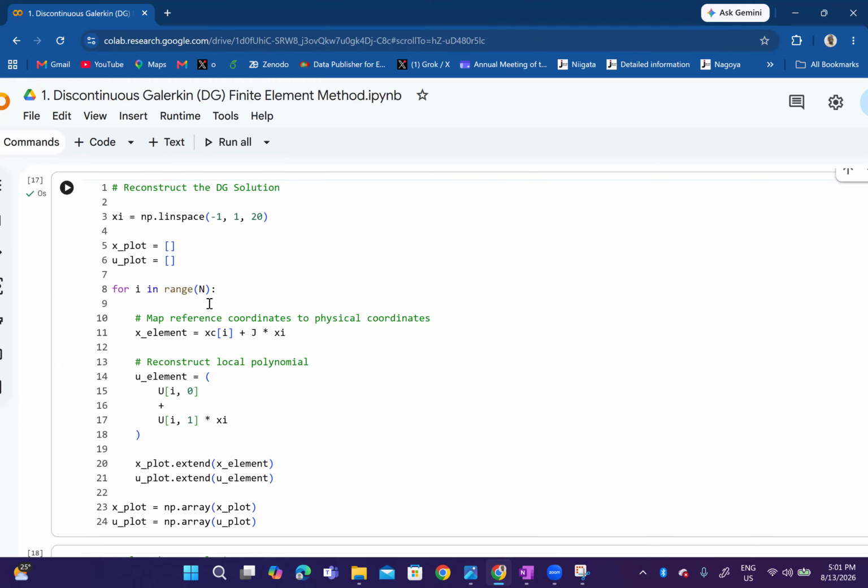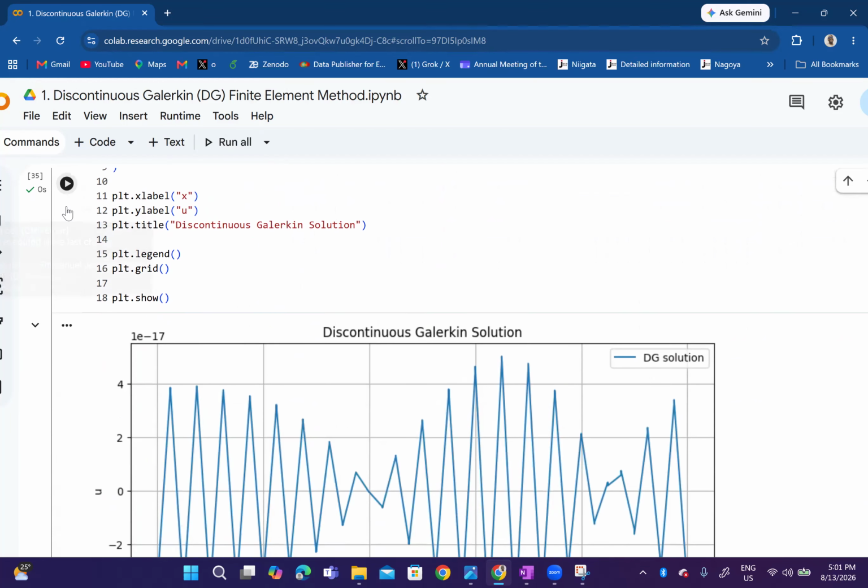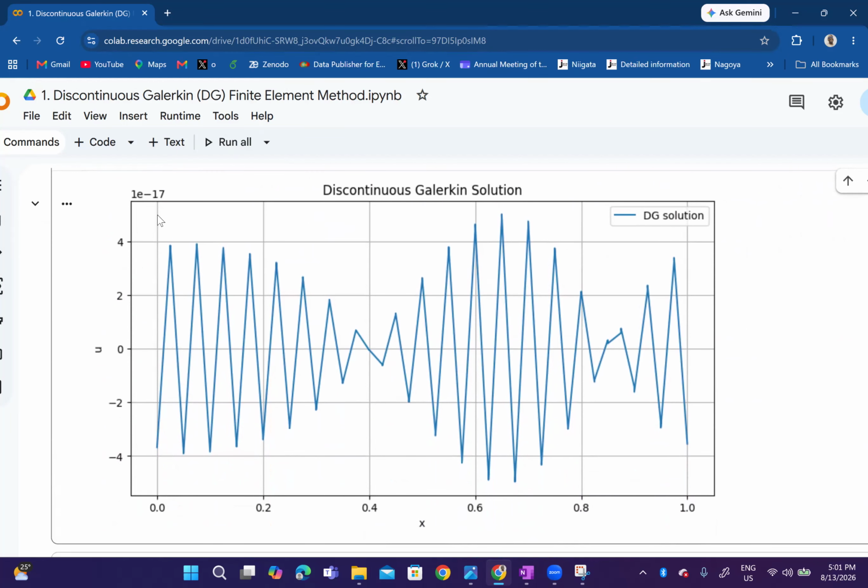So for i in range n, we map the reference coordinate to the physical coordinate. So x element is xc plus j times xi. You remember that, xc plus j xi. Then we reconstruct the local polynomial. So u element is u i comma 0 plus u i comma 1 multiplied by xi. So you have all of these things, and then you plot the solution now. To plot the solution, you have something like this. You can see it has sharp edges, and that's why it is discontinuous. That's the discontinuous Galerkin solution right now in blue lines. These are x values here from 0 to 1, and then the u values have very tiny values, 0.0 something like that.